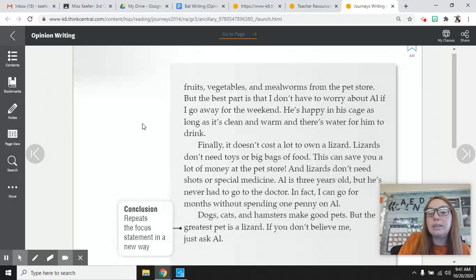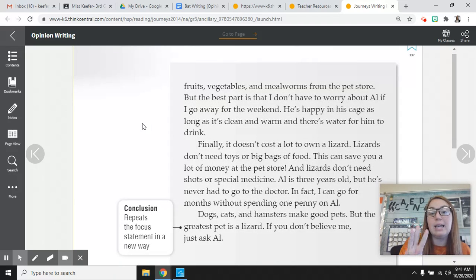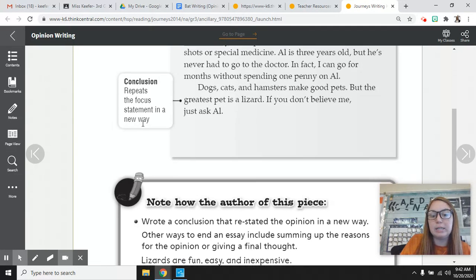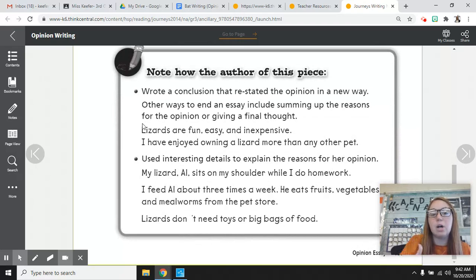So if you would look at this, it would have 3 reasons that they gave why lizards are the best pet. They have their intro, they have their conclusion, and then they have 3 reasons in between. They don't cost a lot, they're easy to take care of, and they're fun to play with. So that's just the 3 basic reasons, but then in each paragraph, it goes into detail of why it doesn't cost a lot, why they're fun to play with, why they're easy to take care of. And then they end it with their conclusion by restating, yeah, these other ones make good pets, but the greatest pet is a lizard. So then it just kind of talks about what we just said.